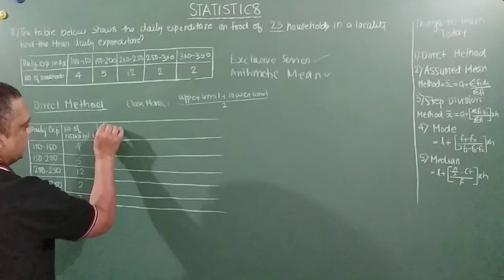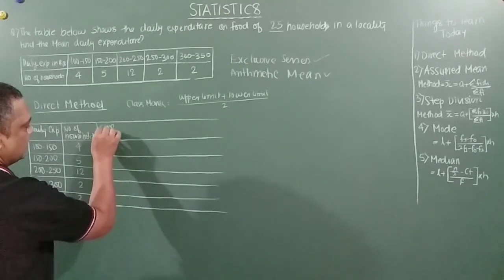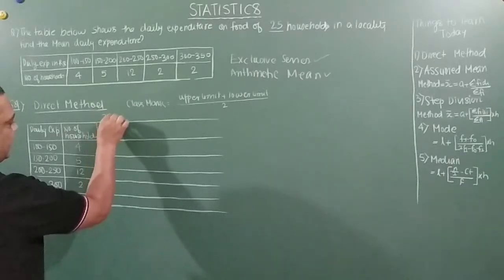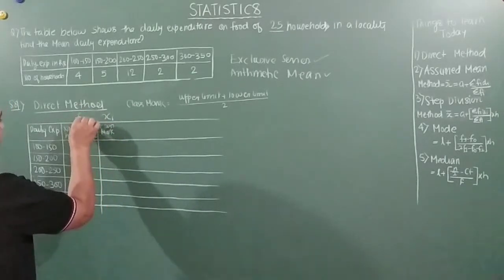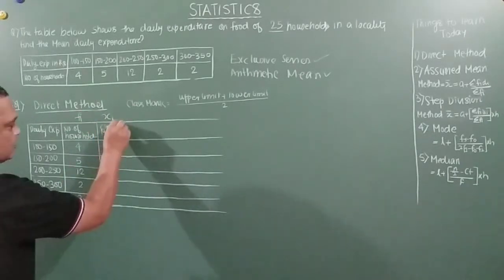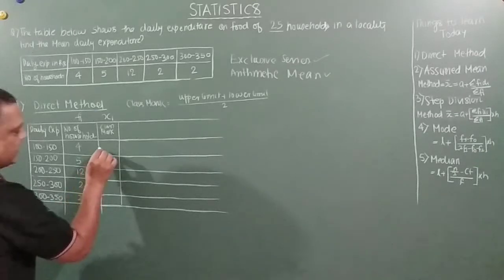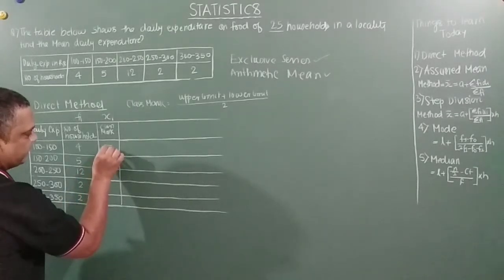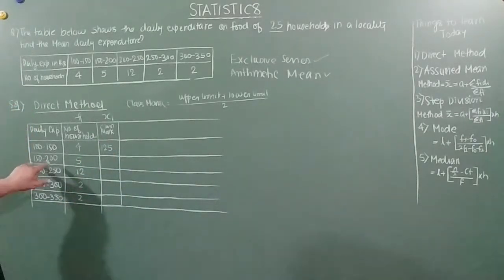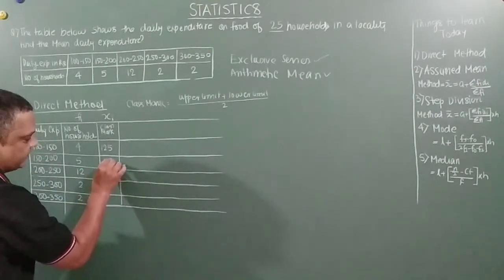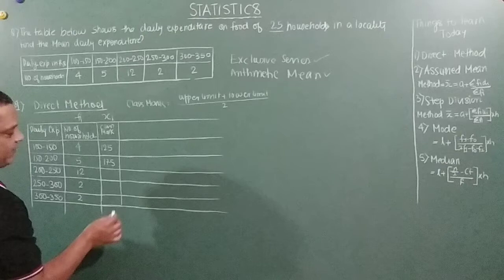So class mark, this will be our xi and this is our fi, right? So class mark is nothing but the sum of these two, that is 100 plus 150, 250 divided by 2, which is 125. This is 350 divided by 2, which is 175. So it's maintaining a gap of 50.